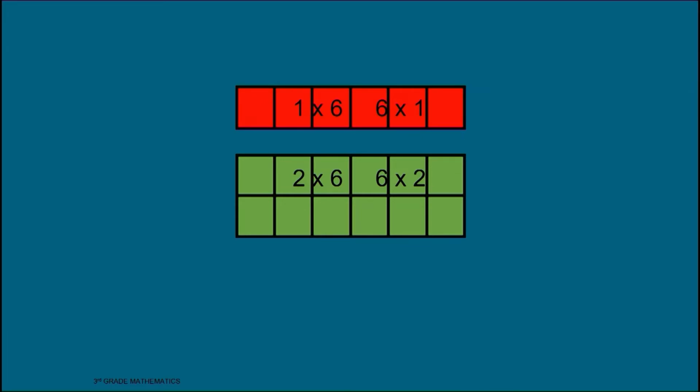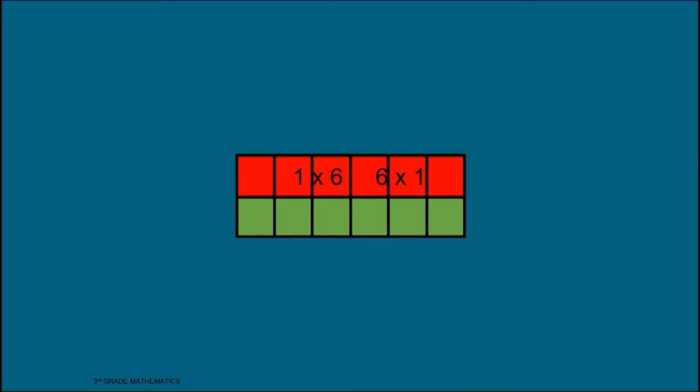So I'm going to ask you to take your 1 by 6 array and lay it on top of your 2 by 6 array like this. How are these 2 arrays related? Did you notice the 2 by 6 is twice the size of a 1 by 6?